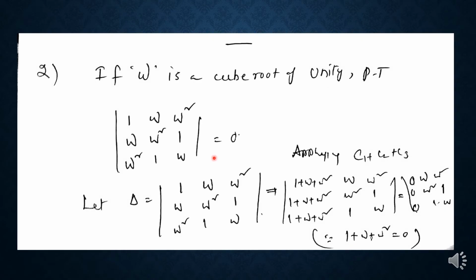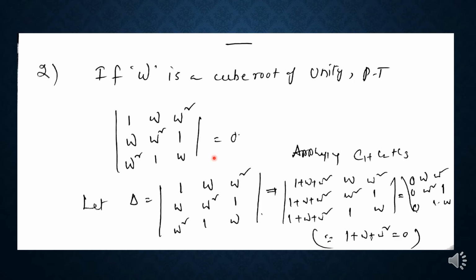If omega is a cube root of unity, prove that the determinant with rows 1, omega, omega square; omega, omega square, 1; omega square, 1, omega is equal to 0. So given that omega is a cube root of unity, that is omega cube is equal to 1. That means omega cube minus 1 is equal to 0.